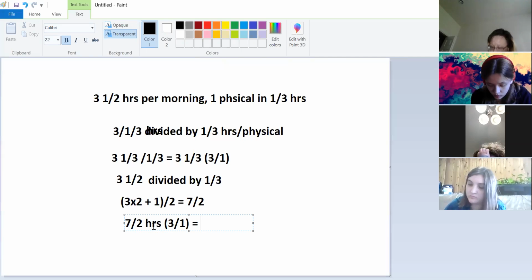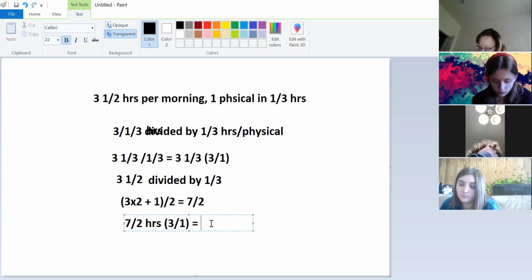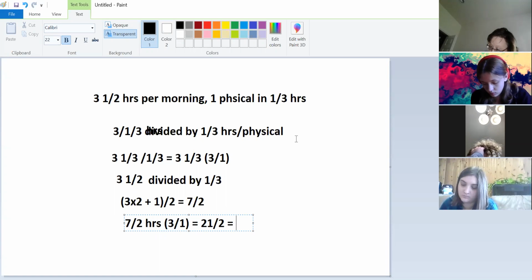So now, what's 7/2 times 3/1 equal to? You'd multiply the 7 times the 3. And what's 7 times 3? 21. Sorry, 21, yeah. Okay, that's okay. 21, and that's divided by 2. So 21 divided by 2 is equal to 10½. So it's 10½ physicals.